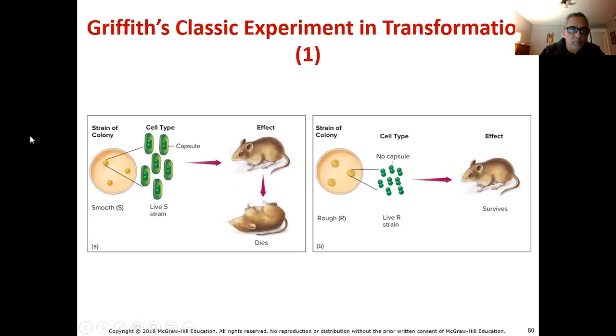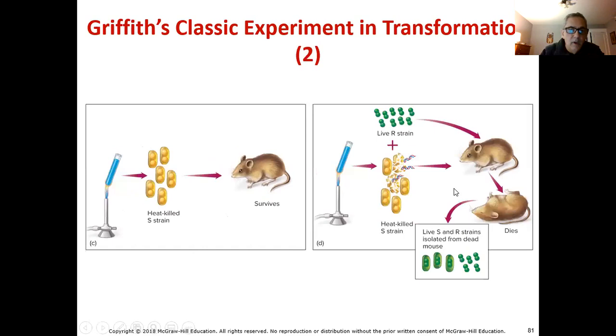So what he did is he injected the smooth bacteria, which made a capsule, which made them resistant to phagocytosis. You inject it into a mouse and the mouse would die. If you injected the R bacteria, which did not have the genes for the capsule, the mouse would survive because its immune system could rid them.